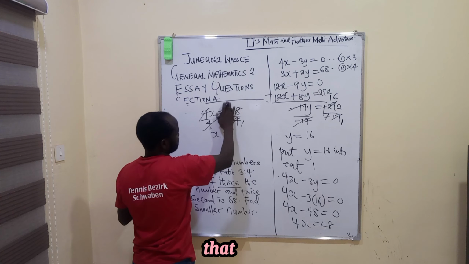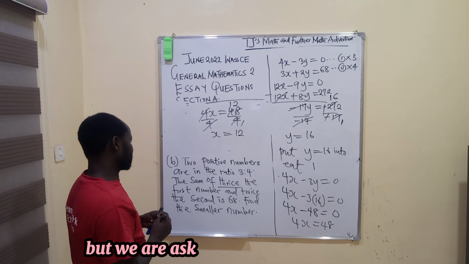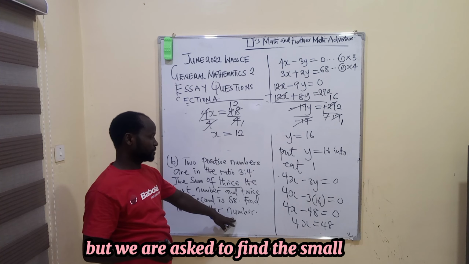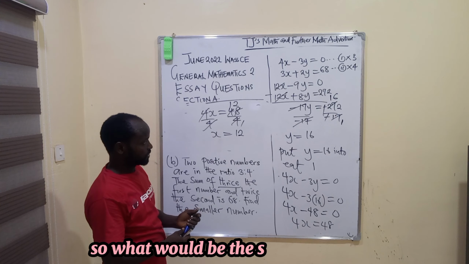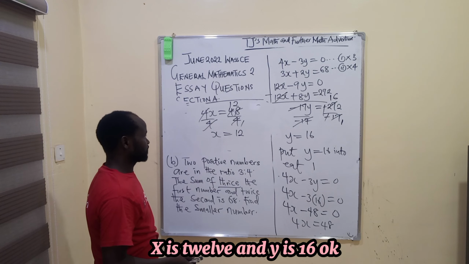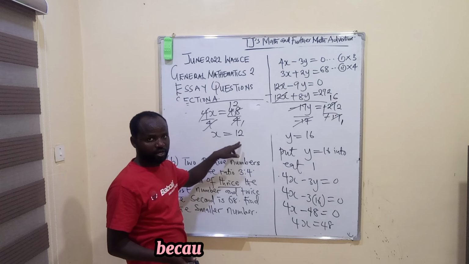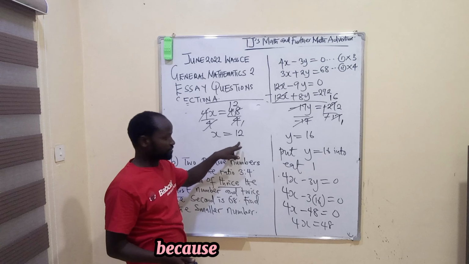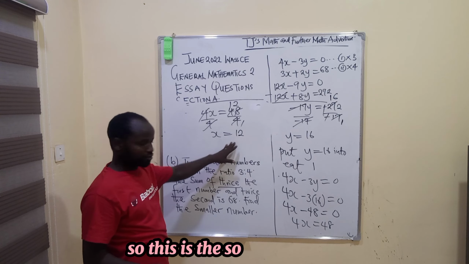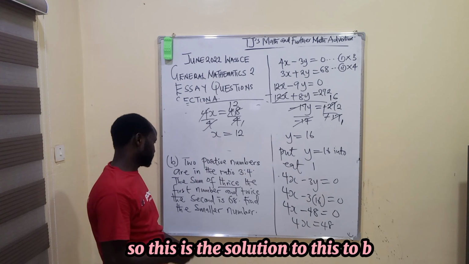So x is 12. But we are asked to find the smaller number. So what will be the smaller number here? x is 12 and y is 16. So the smaller number is, of course, x, because x is 12 and y is 16. So this is the solution to this 2b.